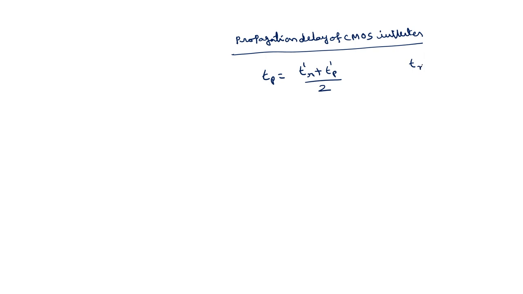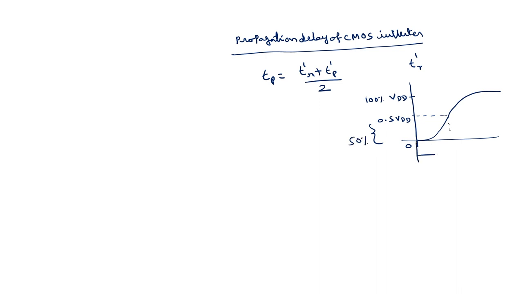So Tr dash is the time taken to change from 0 to 50%, instead of taking from 10 to 90%. If this is VDD, this is 0, this is 100%, then 50% means 0.5 VDD. So this total time from 0 to 50%, I am calling as Tr dash.